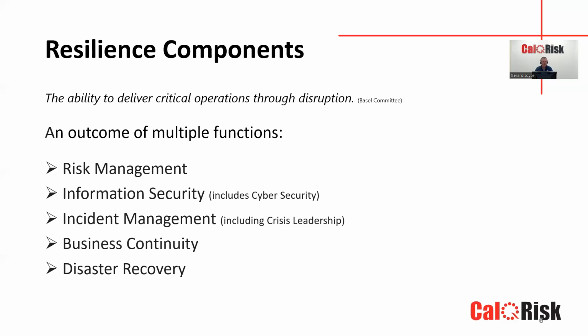Resilience is an outcome of multiple functions. Just as a reminder, risk management: you identify the risks and prevent the disruptions in the first place, and at least have mitigants in place. But if you are disrupted, you have a plan. Information security, because of the complexity of IT these days and the constant threat of cyber attack, needs focus on its own. Hence, I pull it out as a separate discipline. How you handle an incident, whether it's a crisis or a small incident, will determine the duration of that disruption and whether it stays a minor incident and doesn't become a crisis.